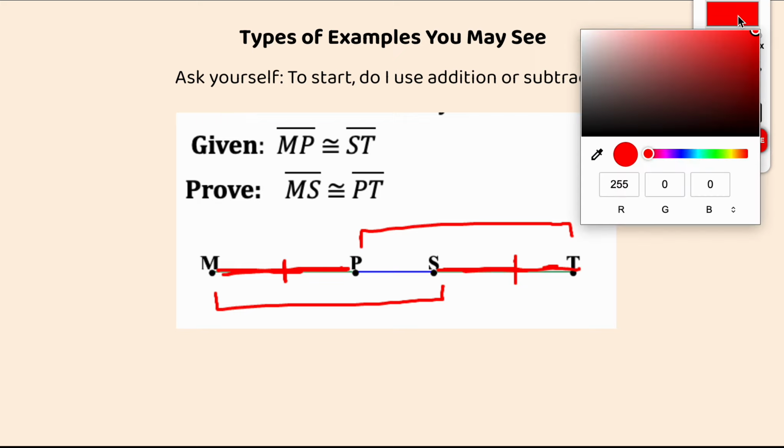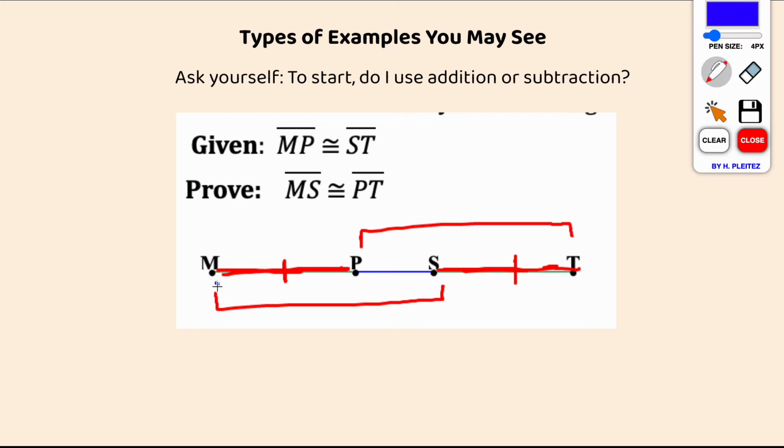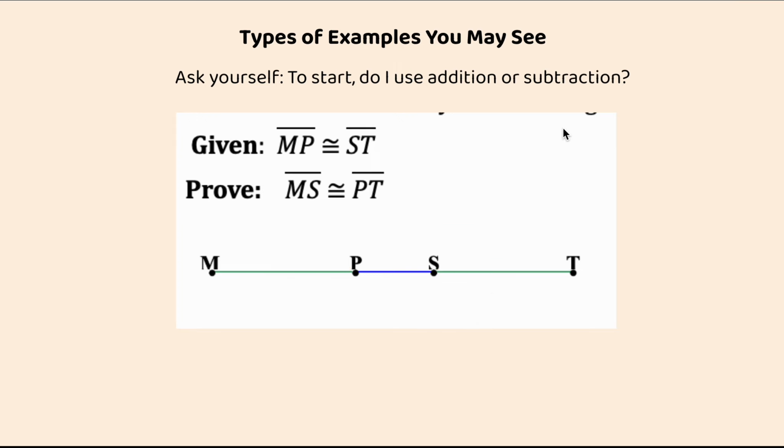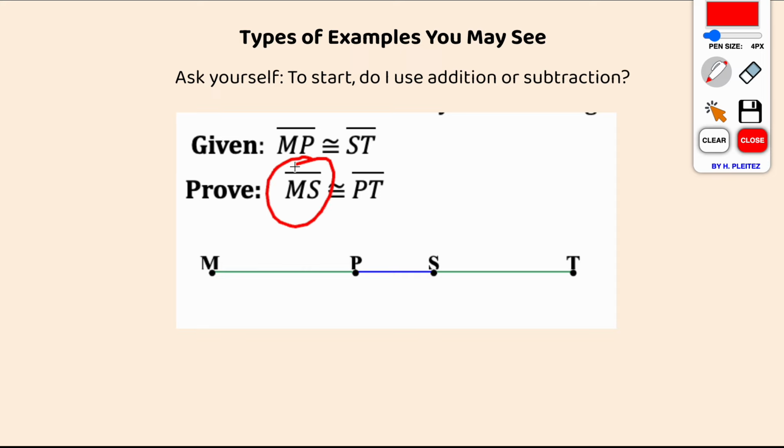When I look at what I'm trying to prove, I notice that the segments I want to prove are bigger than the original segments I'm given. MS is clearly longer than MP is. If that's the case, that's a dead giveaway that I need to use segment addition to break up my pieces. I would break up MS first, and then break up PT, and then see where I go from there.